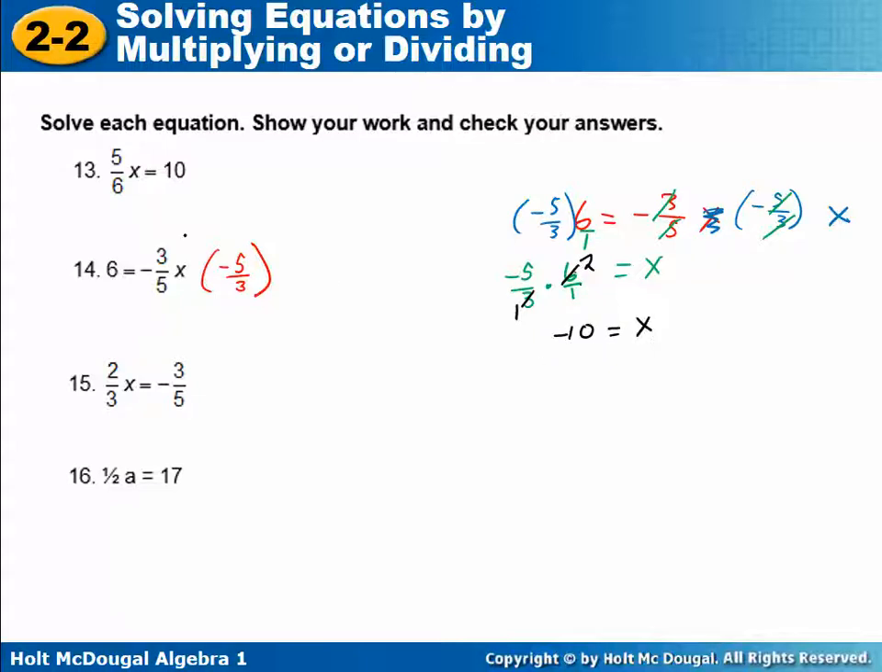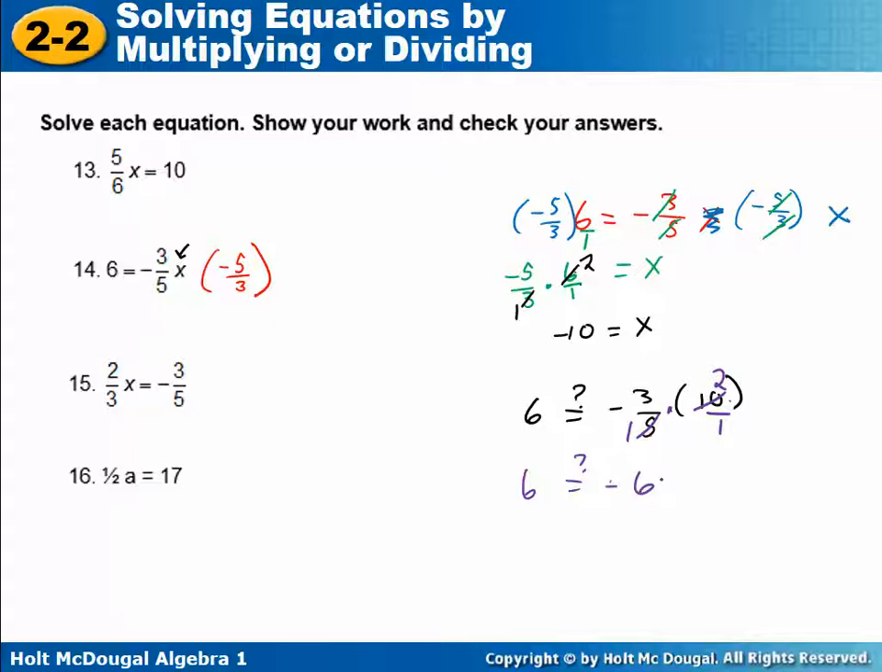Now to check your work, we put it back into the original. So I would have 6, I want to see is 6 equal to negative 3/5 times negative 10. To do the multiplication on the right side to see if it's equal to 6, I'm going to put a 1 under the 10 so that I have two fractions, and then I'm going to look for something I can cancel. 5 is a factor of 10. So I can take 5 divided by 5 is 1, 10 divided by 5 is 2, and negative 3 times 2 is negative 6.